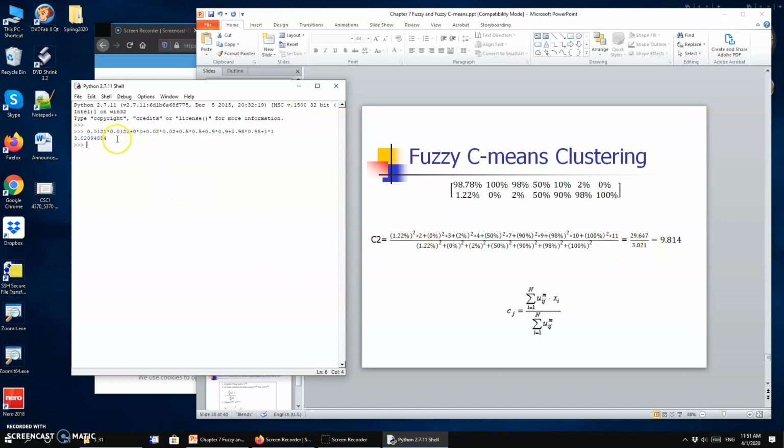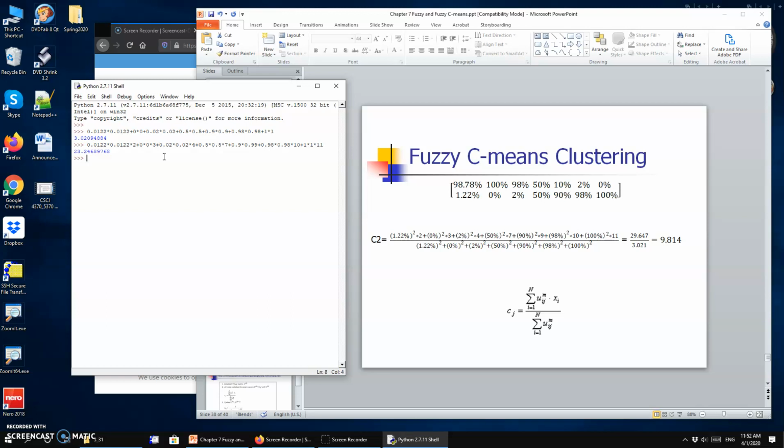And of course, if you want the numerators, we can use the same values by multiplying with the data points of each value. So 1.22% squared multiply 2. And then the next one, 0 multiply 3. And then for the next one, multiply 4. And this one multiply 7. And then 0.09 multiply 9, multiply 10, and multiply 11.